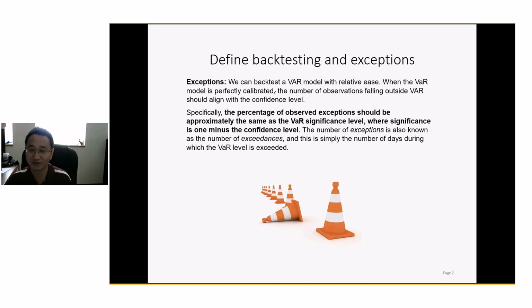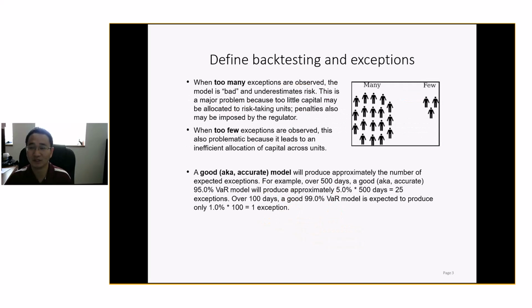So, define backtesting. You can backtest the VaR model relatively easily. When the VaR model is perfectly calibrated, the number of observations falling outside VaR should align with the confidence level. So what does that really mean? If you tell me your VaR is 1%, what does that mean? Only a 1% chance it will happen, right? So if it happens too often or too many times, then maybe your VaR is not a good idea. So it should be fewer, at least aligned with the confidence level you give me.